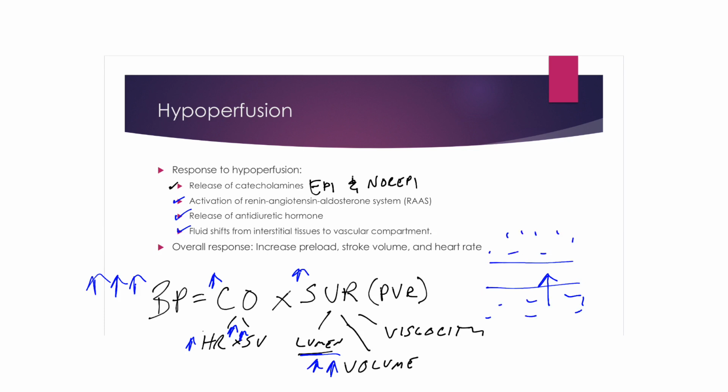The overall response from all of these things is an increased preload, increased stroke volume, increased heart rate. And of course, we know that there's going to be peripheral vascular constriction, which is an increase in systemic and peripheral vascular resistance.